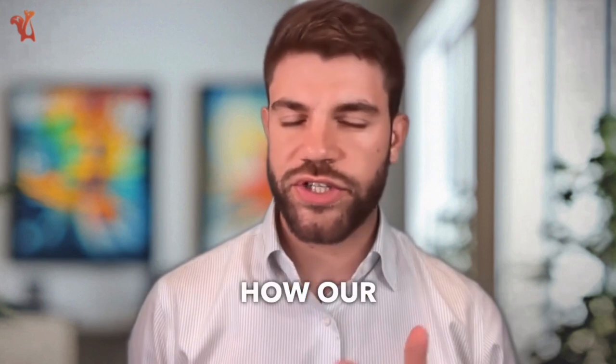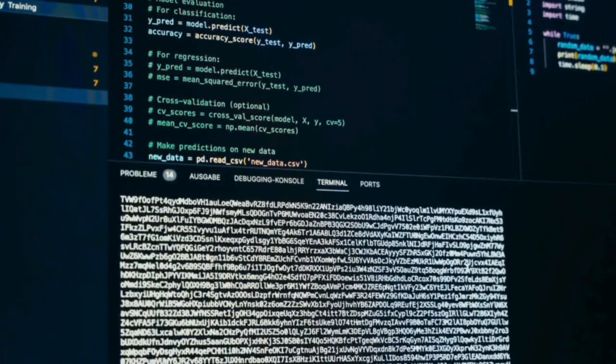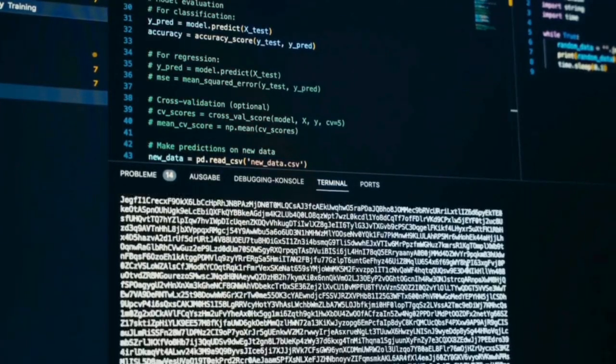If you're here, it means that you want to understand how our technology works in more detail, right? So let's dive in. At the heart of Squirro's technology are machine learning models designed for information extraction, combined with other natural language processing techniques.